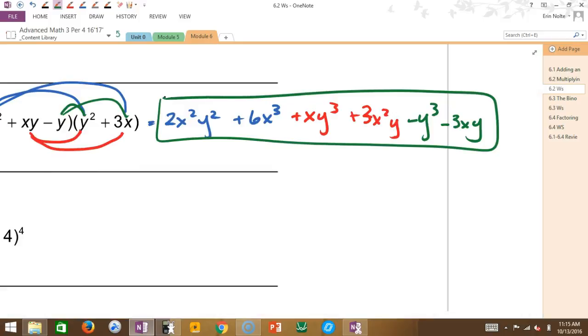Does anybody have any questions on the 6-2 multiplying polynomials section? Doing good?